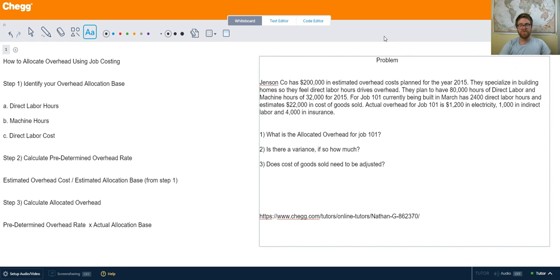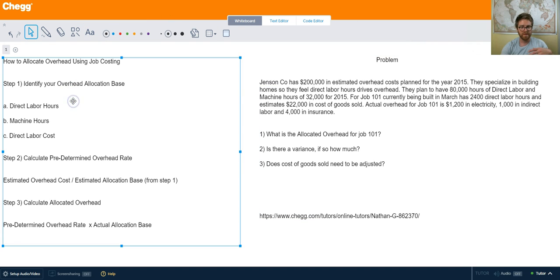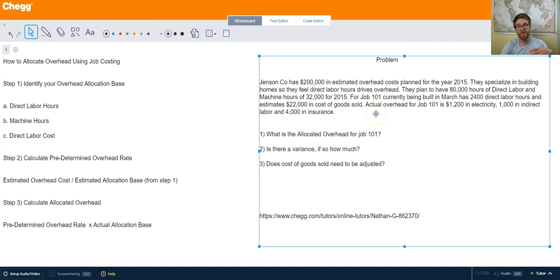Now I came up with a 5-step approach that helps a lot of my students allocate overhead in job costing. So on the left side here I'll talk about my approach. And on the right side, we'll go through a practice problem.